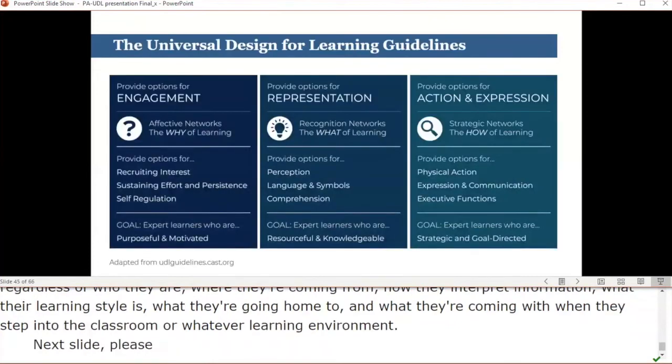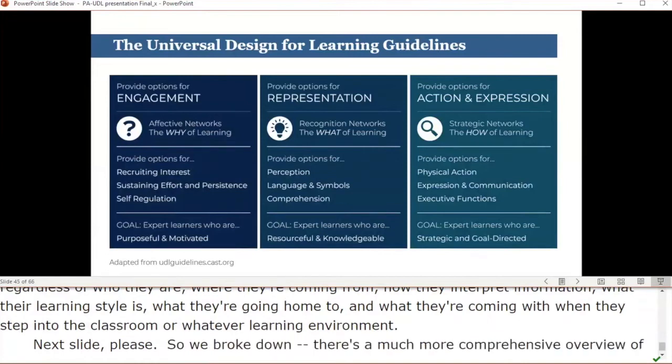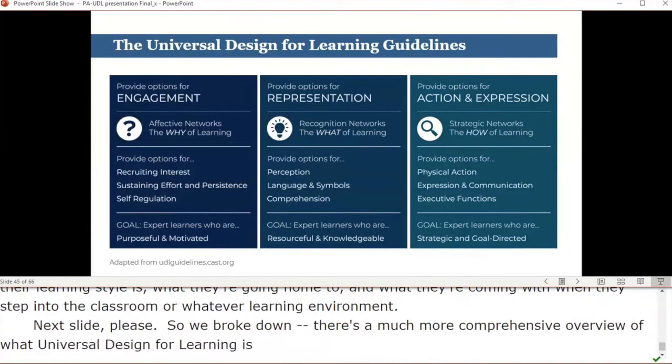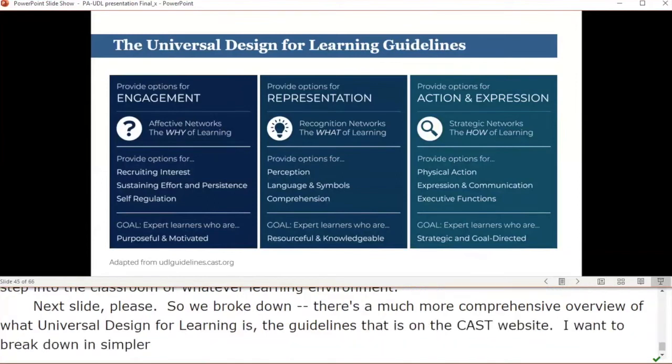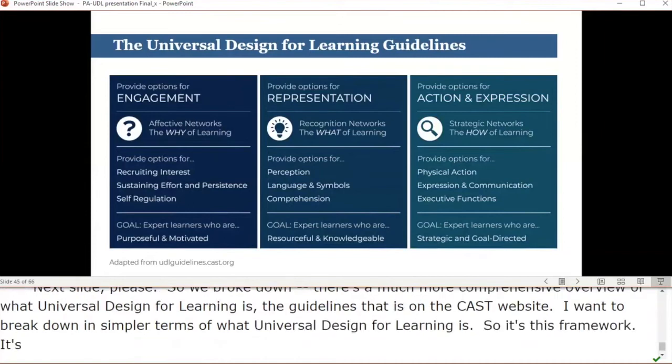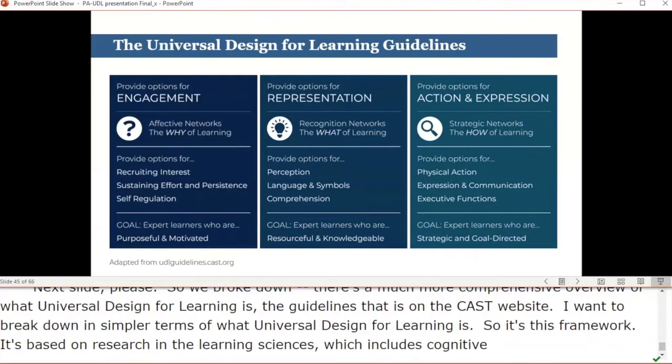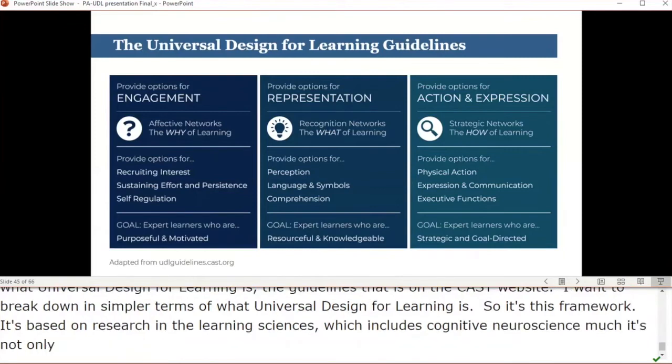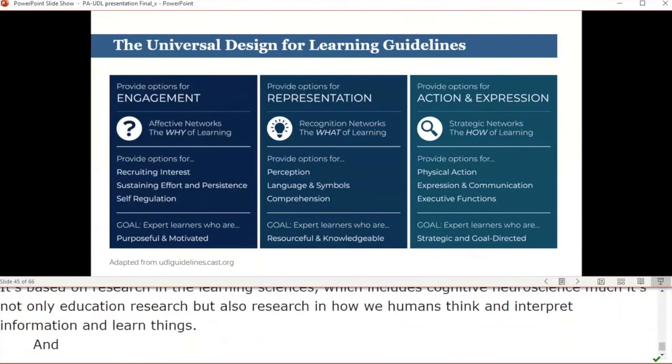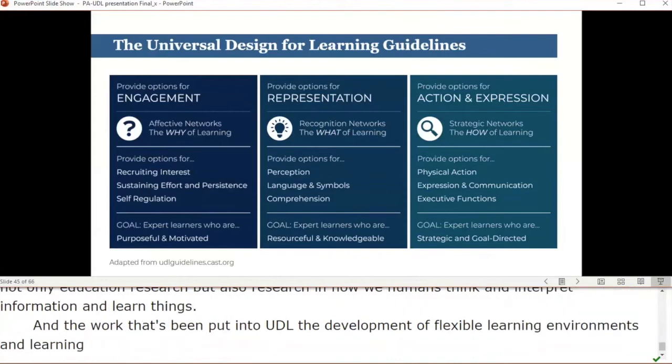So broken down, there is a much more comprehensive overview of what Universal Design for Learning is, in the guidelines that CAST has developed on CAST's website. But I wanted to break down in simple terms, some simpler terms anyway, what Universal Design for Learning is. It's a framework based on research in the learning sciences, which includes cognitive neuroscience. So it's not only education research, but it's also research in how we humans think and interpret information and learn things. And the work that's been put into UDL guides the development of flexible learning environments and learning spaces that can accommodate individuals with learning differences.